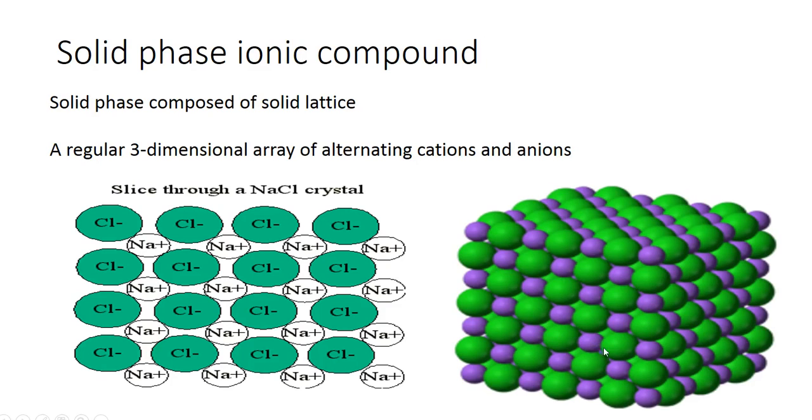So we can say that each sodium here is surrounded by 1, 2, 3, 4. That side has another sodium, another chlorine, and this side also has another chlorine that we cannot see now.